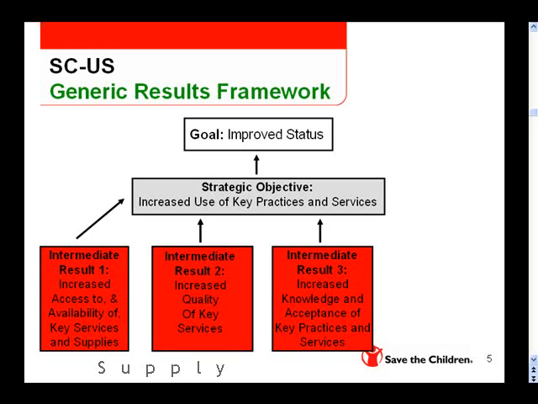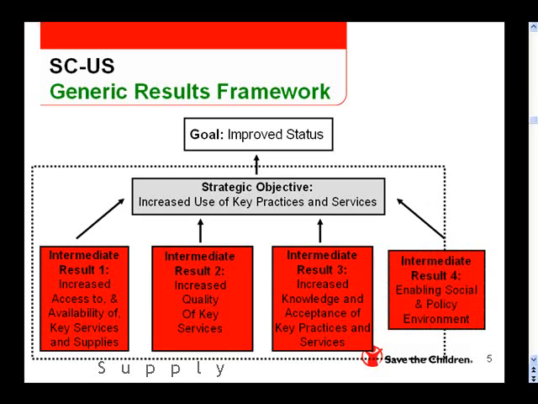or service delivery. IR2, which includes the concept of quality, is a bit complex and refers not only to the technical quality of the services, but also to the people's perceptions of quality and acceptability. Not always the same as technical quality. Nonetheless, good perceived quality facilitates use.